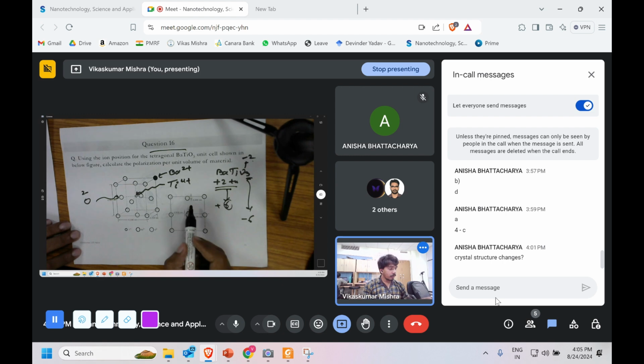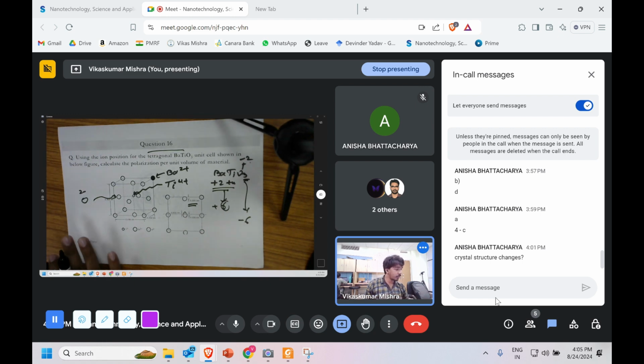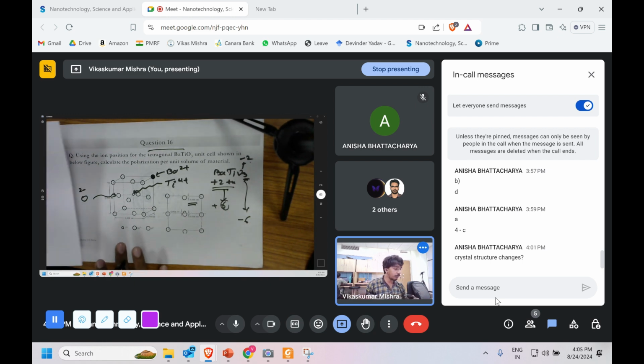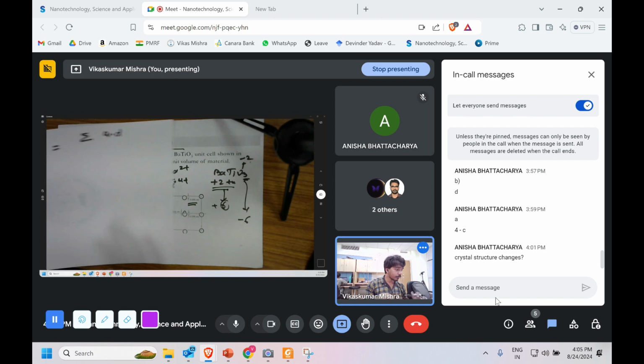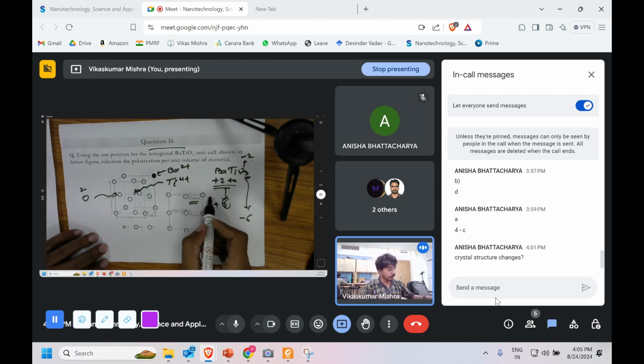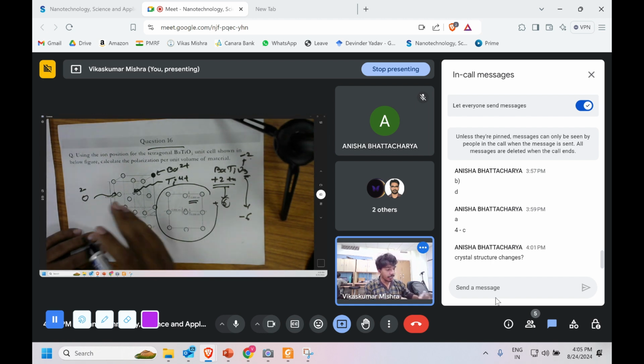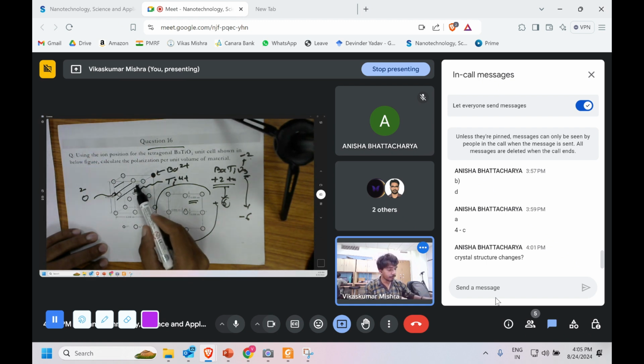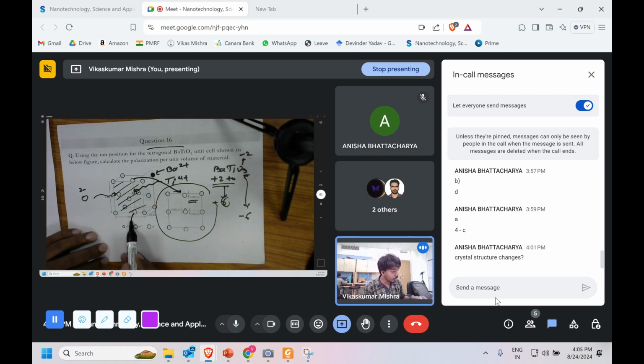Now I think that these values are not visible to you, so I will tell you one by one. This particular figure is seen from this particular view, that this particular plane we are seeing. So this oxygen is over here, this oxygen is over here.